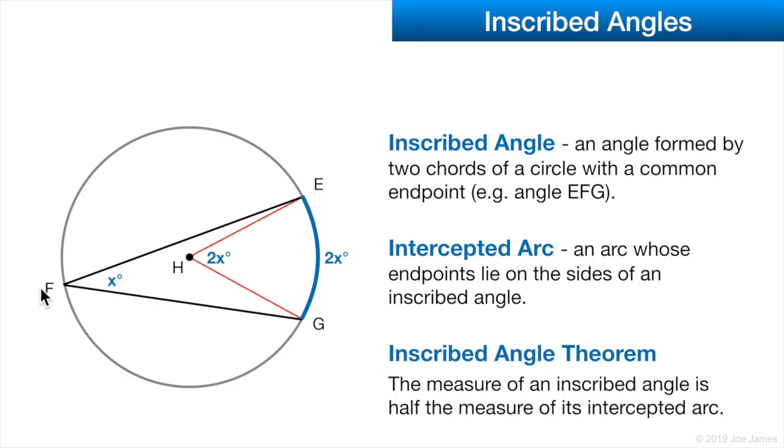And this doesn't matter where F is on this circle. F could be up here. If it still intercepts arc EG, then even if F is up here, the same law is going to apply. The central angle is going to be 2x degrees.